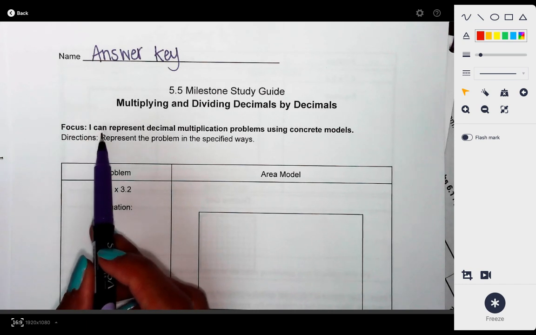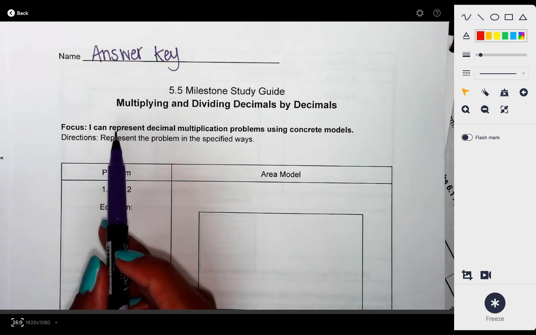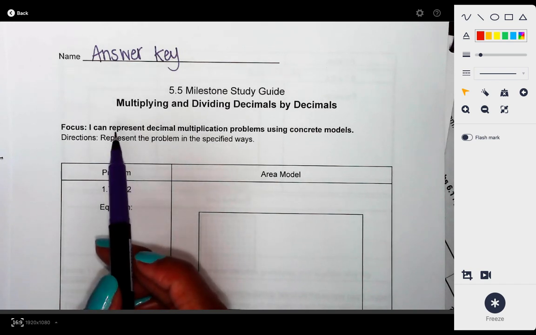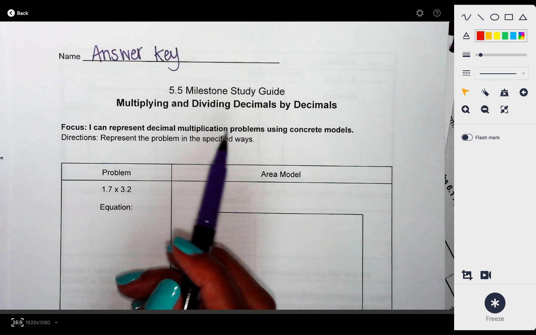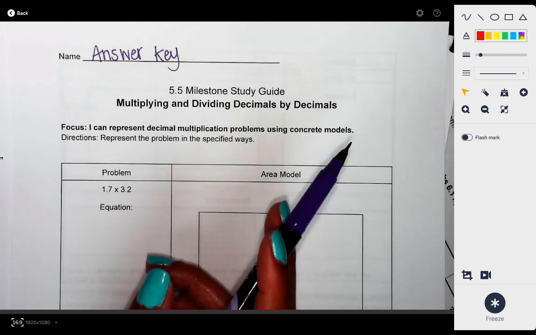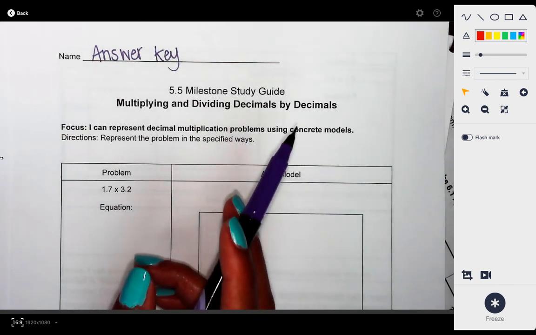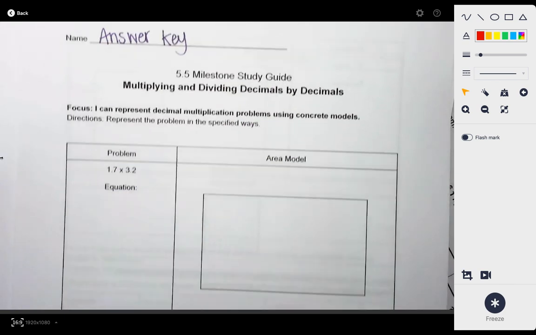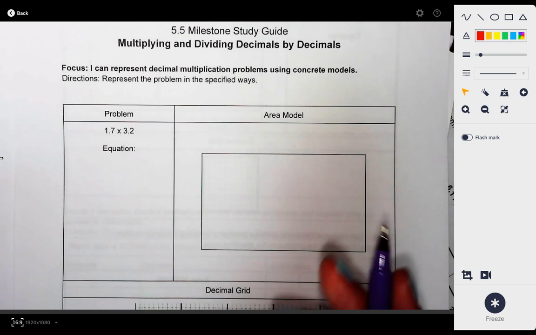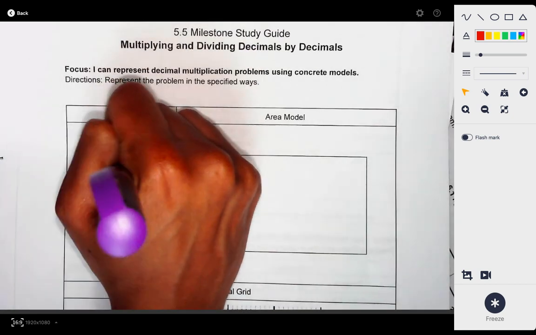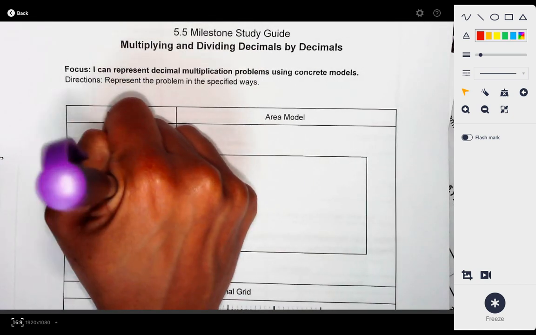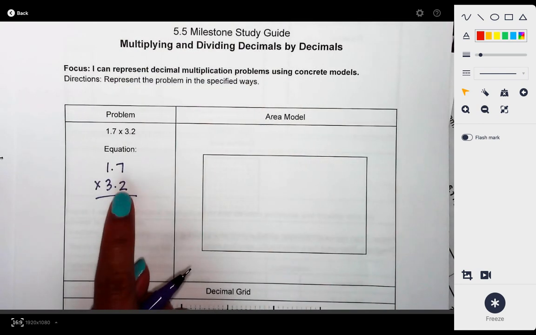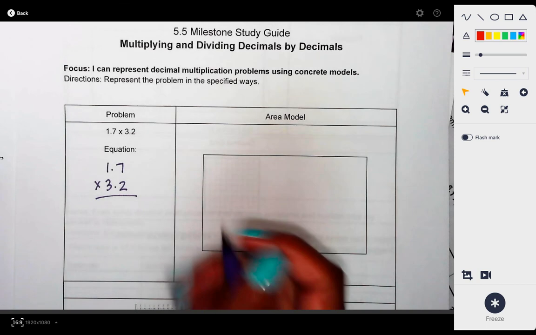For the first one, first let me go over a few things. The focus means the skill that they are trying to practice. So for every set of problems, they'll have a focus. For this one, it is I can represent decimal multiplication problems using concrete models. So visual representation. Directions are to represent the problem in the specified ways. So first, we're always going to do the equation. So 1.7 times 3.2. They could also treat them as whole numbers and then add the decimals after.